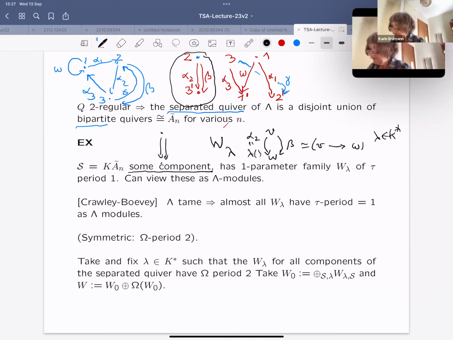And so this is a one-parameter family of modules. They have dimension 2 in this case. Dim W is 2. And actually, each of these things will produce a tube in the Auslander-Reiten quiver. But anyway, they have tau-period 1 as modules for this quiver here. But the important thing is that we can view them as lambda modules.